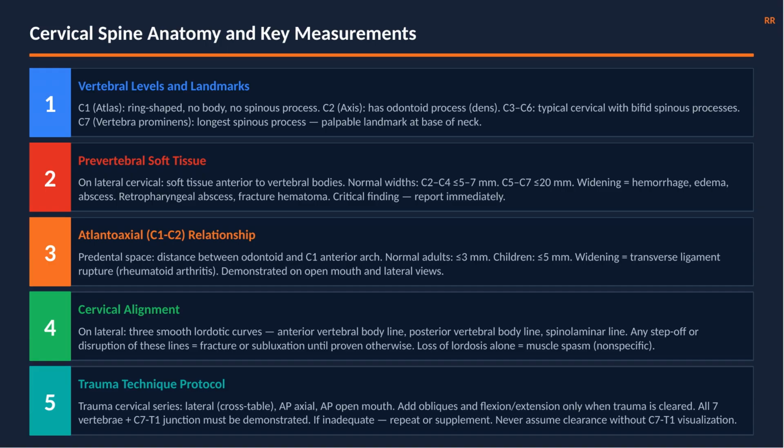Cervical alignment on lateral. 3 smooth lordotic curves should be traceable. The anterior vertebral body line, posterior vertebral body line, and spinal laminar line. Any step-off or break in these lines indicates fracture or subluxation until proven otherwise.